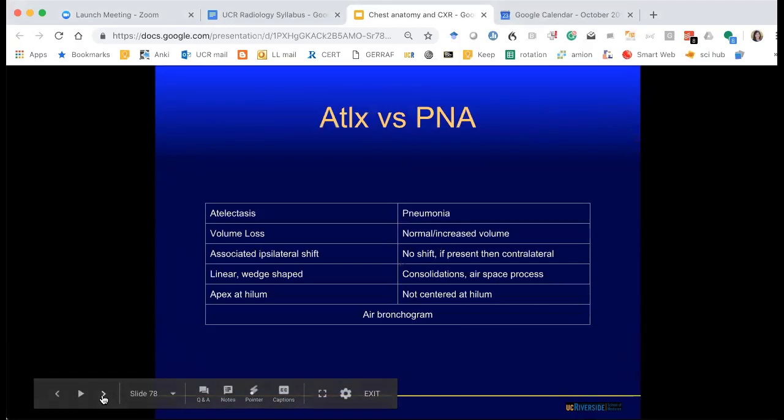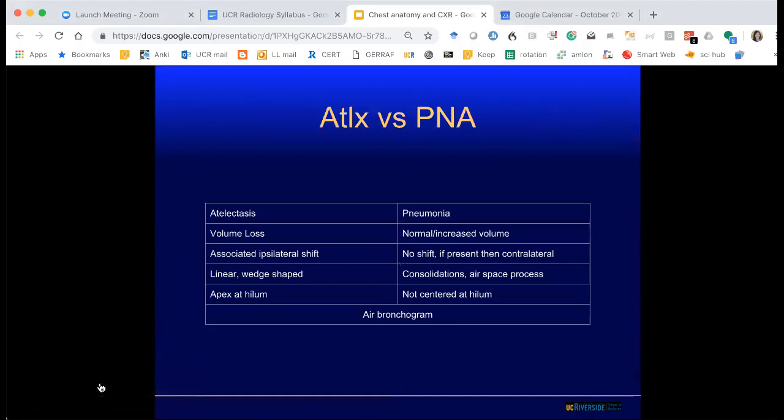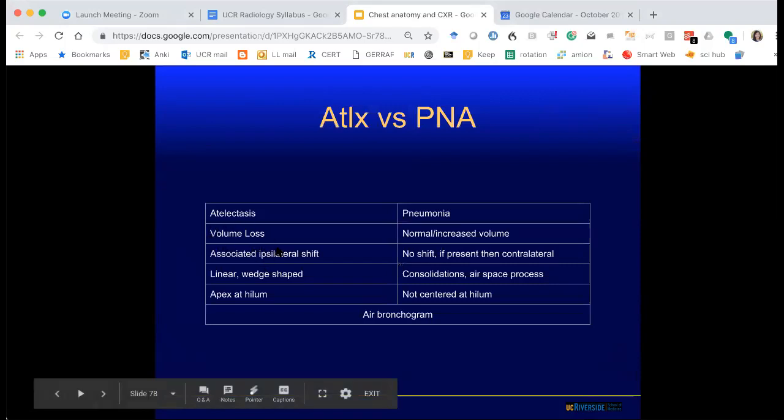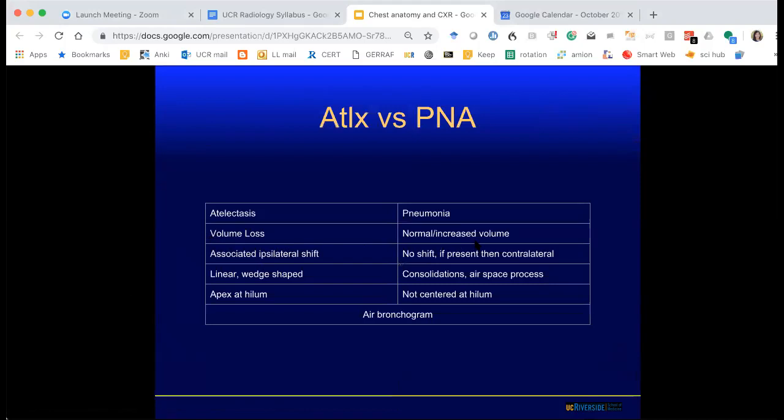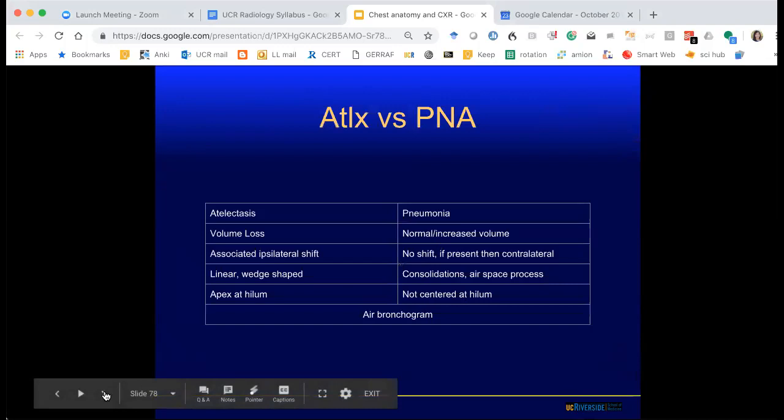So to differentiate pneumonia and atelectasis, you have to look at these secondary signs. Atelectasis is typically associated with volume loss, in contrast to pneumonia, where the volume is typically maintained or even increased. You get the shift. If you have atelectasis, it's ipsilateral, whereas with pneumonia there's typically no shift. Atelectasis is usually along the segment of the lung, in contrast to pneumonia, which is usually infiltrative and can be multifocal. And with atelectasis, the apex is at the hilum. Remember, it's like those Asian fans. If you close it, it's going to come to the apex. Whereas pneumonia does not necessarily follow the apex.